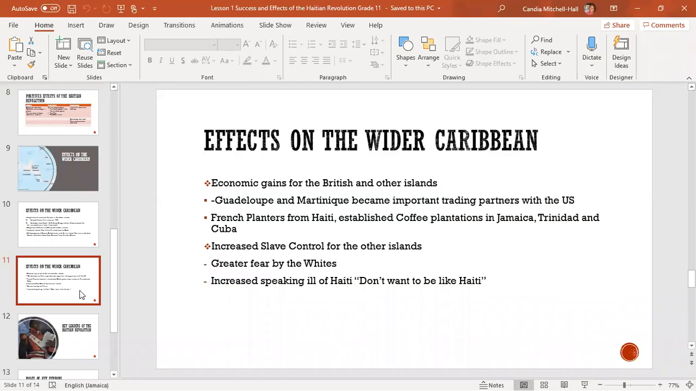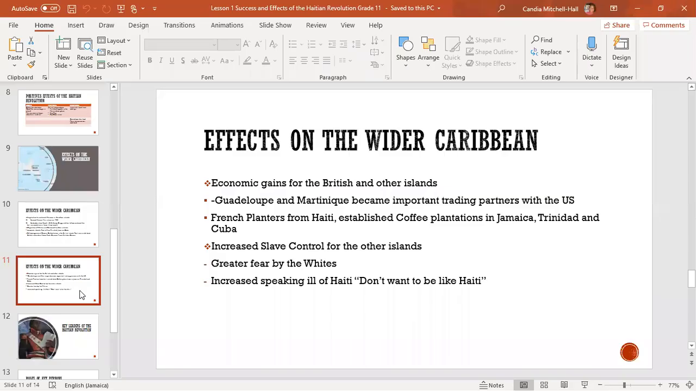We have also increased slave control, because of what happened in Haiti. The whites are getting very fearful. They say, oh my goodness, if this should happen in the Caribbean, in our island, then guess what? This is going to be very bad for us. We don't want to be like Haiti. So what they're going to do is increase slave control, tighten the restrictions on the enslaved people in the other islands.